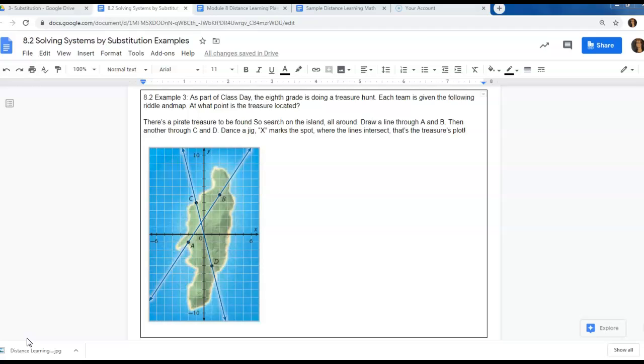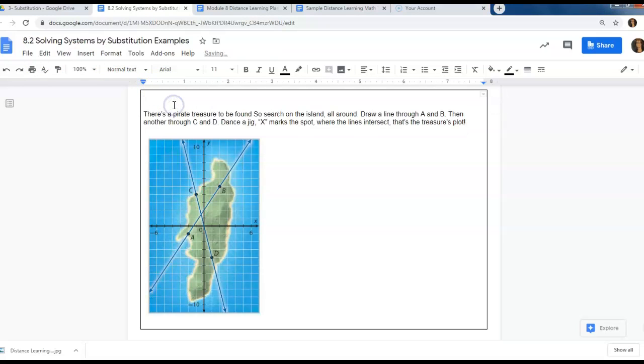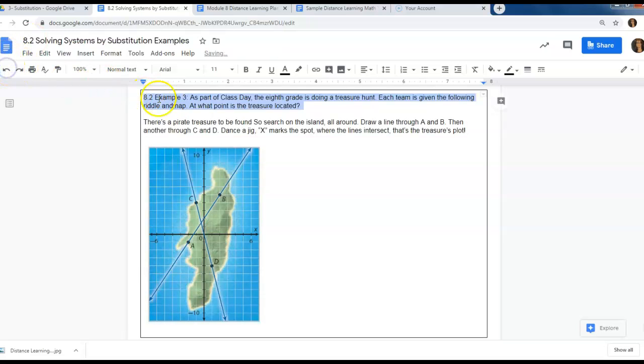The example says, as part of class day, the 8th grade trip is doing a treasure hunt. Each team is given the following riddle and map. Oops, I didn't put a space right there. Undo. Right there, and map. At what point is the treasure located?